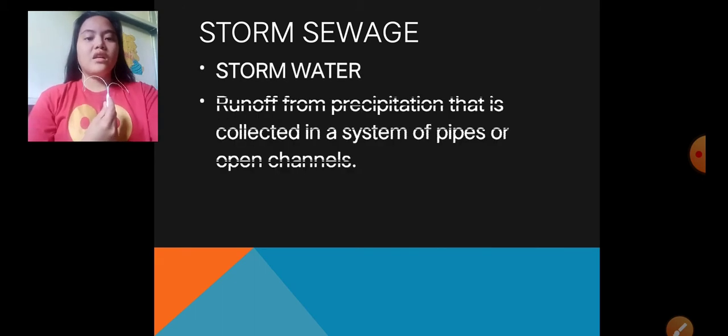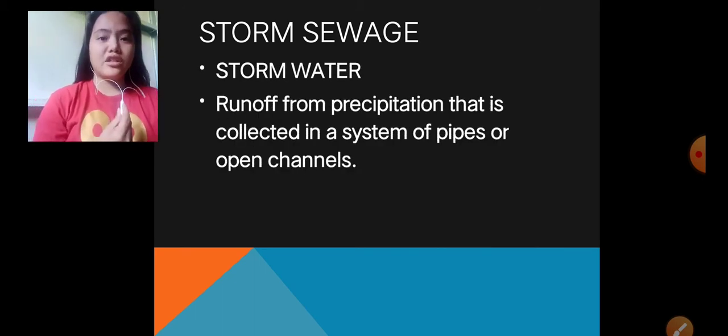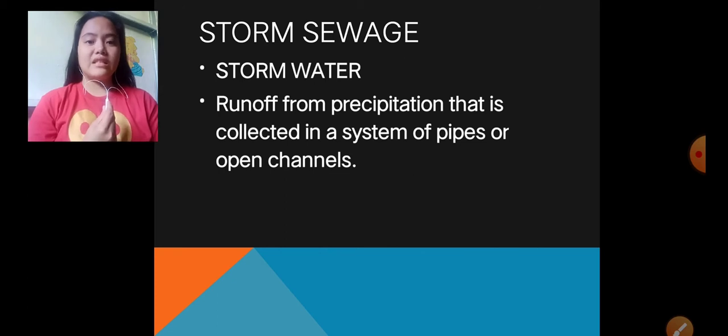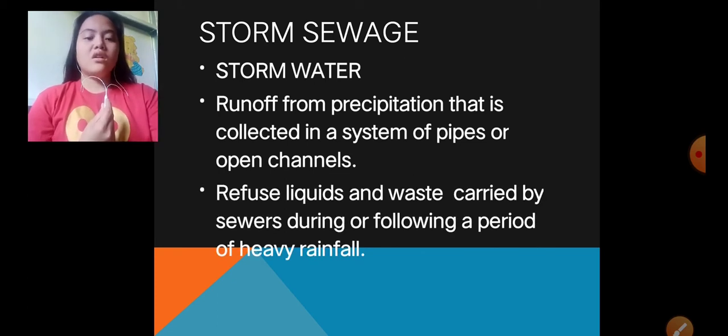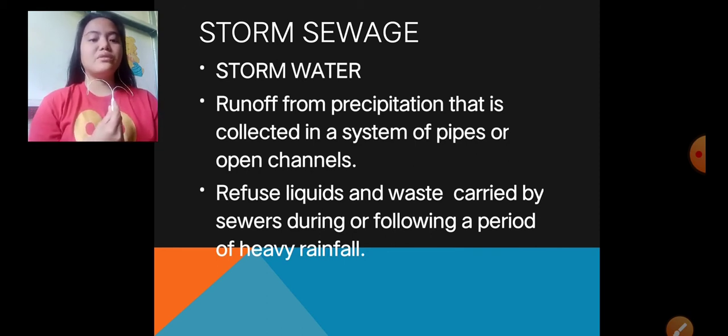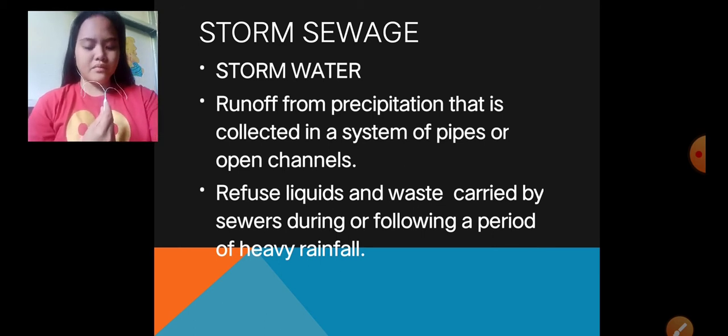So what is storm sewage? Storm sewage or storm water is a runoff from precipitation that is collected in a system of pipes or open channels. Also, refuse liquids and waste carried by sewer during or following a period of heavy rainfall.